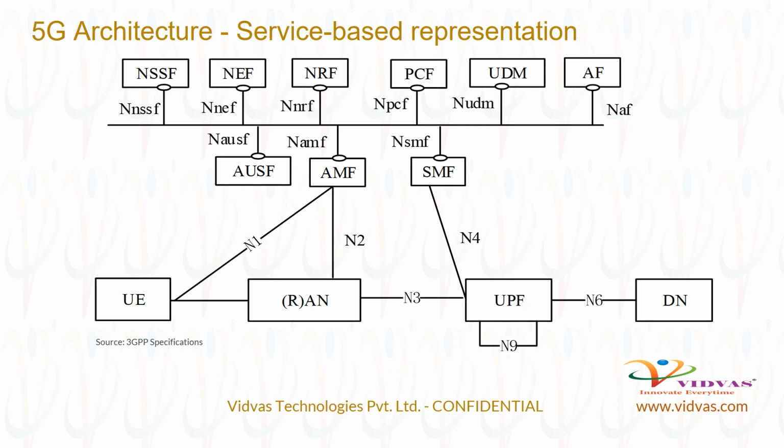Here, UE is user equipment. RAN is radio access network. This is 5G radio, similar to eNB in LTE network. AMF is the access and mobility management function. In LTE, mobility management and session management is handled by MME. In 5G Core, mobility management is handled by AMF.